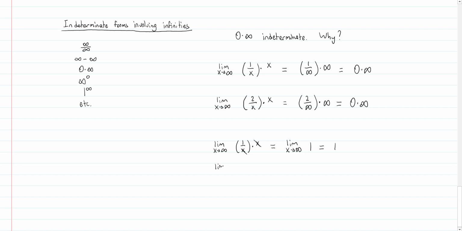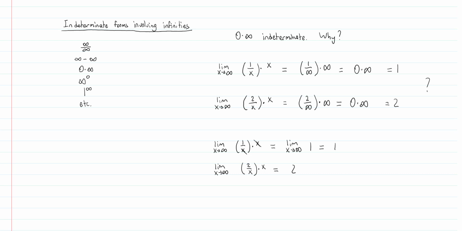And similarly, the limit as x approaches infinity of 2 over x times x, after you cancel out the x's, it will just be equal to 2. So the first 0 times infinity that we have up here appears to be equal to 1, whereas the second 0 times infinity up here appears to be equal to 2. This illustrates how, when working with limits, 0 times infinity can really be anything, and this is why it is an indeterminate form. We cannot determine the value of the limit by observing that it approaches 0 times infinity.